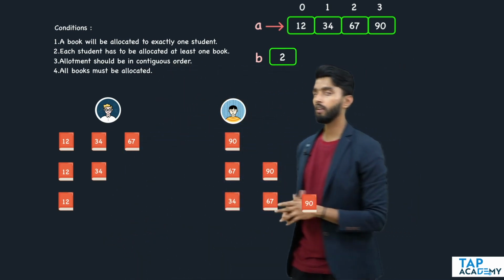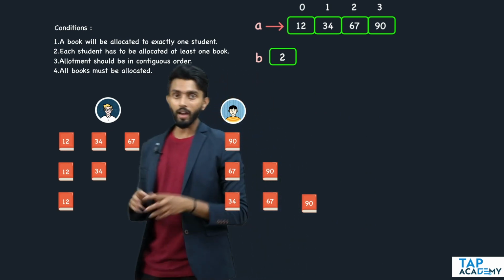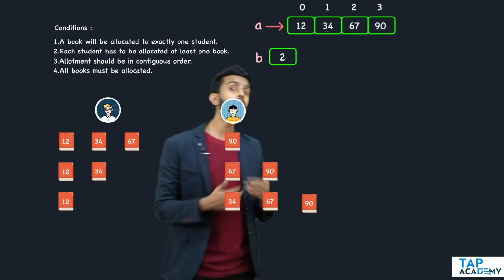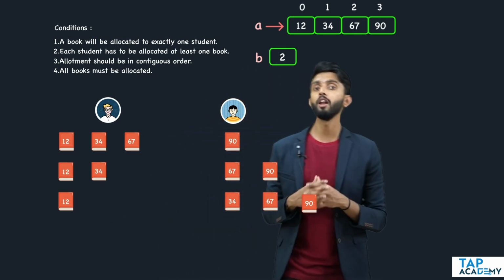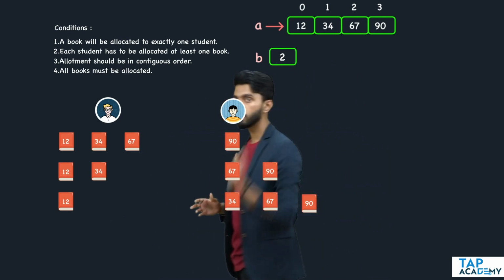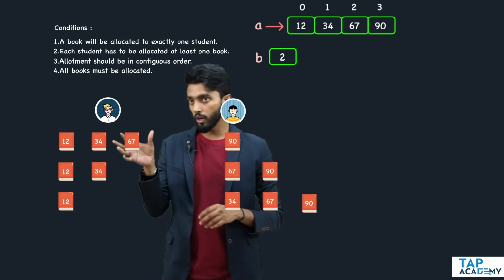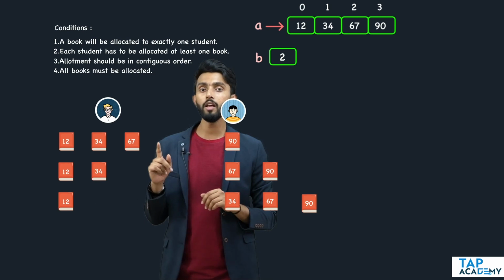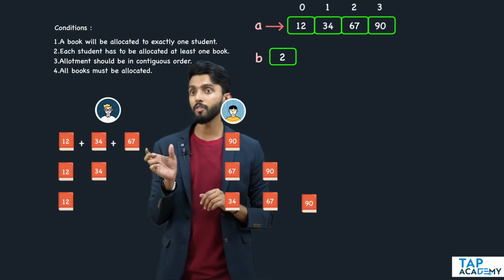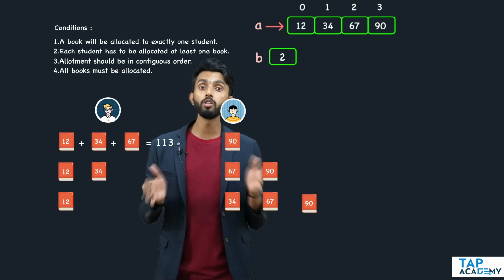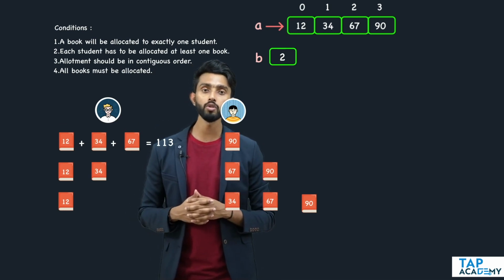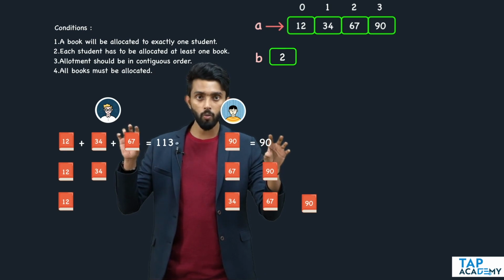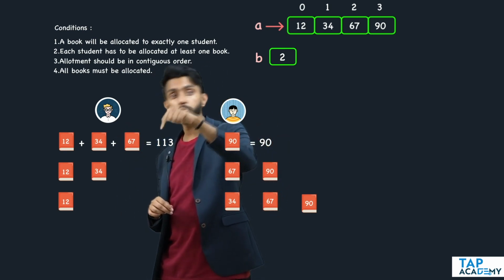Now if you look at it carefully, you will notice one thing: if I count the total number of pages which has been allocated to the students, in the first combination, if I add them up, 12 plus 34 plus 67, 113 pages worth of books I have given to the first student. The second student has got 90 pages. So, do you see one person has a higher number of pages than the other person?